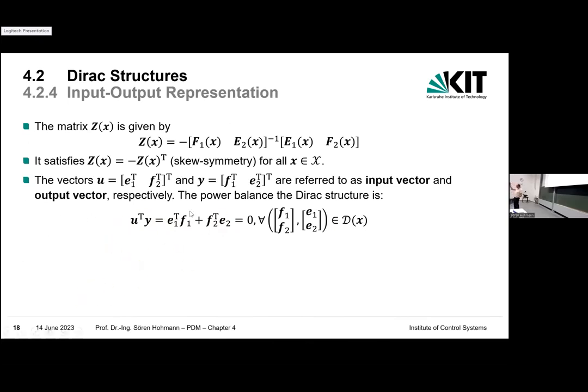We want to strive for a system perspective. You know this from control engineering: you always have inputs and outputs, and here we relate inputs and outputs, and input times output is power preserving for the Dirac structure itself. Well, in the next step, we want to attach resistive elements, storage elements, and sources.